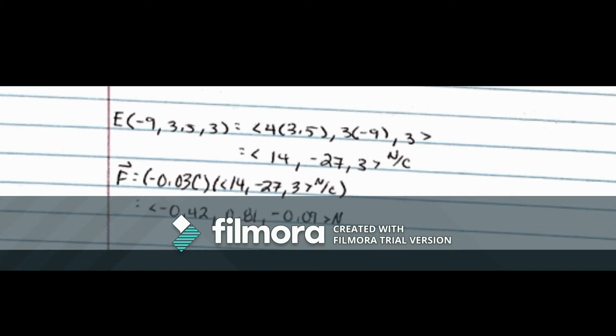Now that we've gotten the new position of the mass, we can do another iteration by calculating the electric field at that new position. Doing that, we would get <14, -27, 3> newtons per coulomb. From there, we do the same thing that we did earlier with the force: multiply negative 0.03 coulombs times the electric field, and we're going to get <-0.42, 0.81, -0.09> newtons.